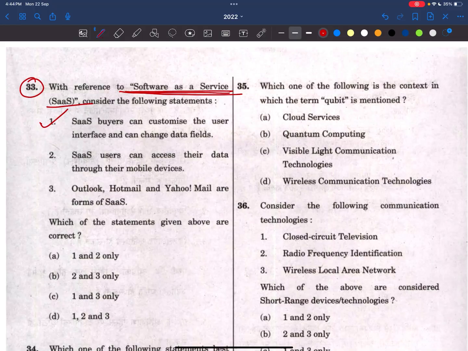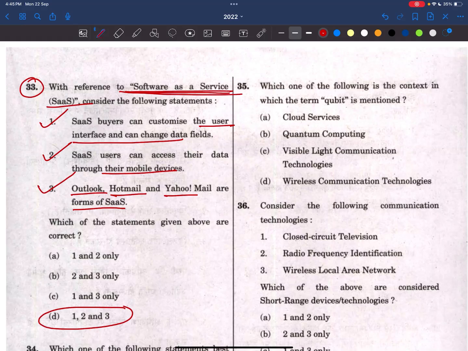Now see, SaaS users can access their data through their mobile devices. Yes, of course, through apps. Let's take the example of email, right? Email is a software application. We are using it. We are changing the user interface, how it has to look, the backgrounds, all these things. We are modifying them. Now, Outlook, Hotmail, Yahoo Mail are forms of SaaS. He has given the examples as well. Yes, this is also true. The answer is 1, 2, and 3.